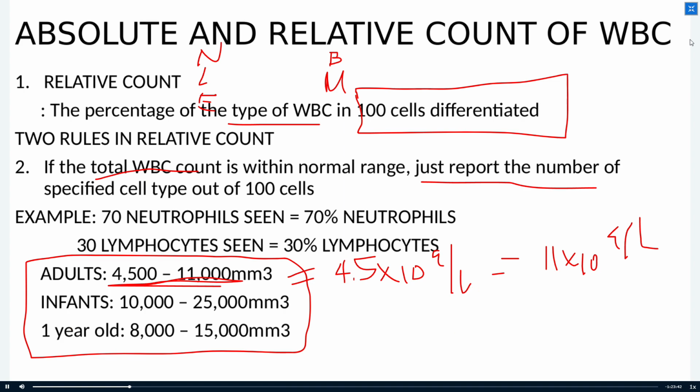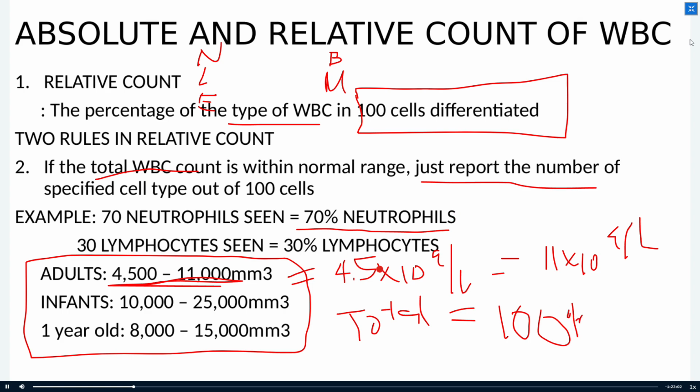An example for that class would be, let's say you perform differential count. You saw 70 neutrophils. You would report that as 70% neutrophils. Then, if you saw 30 lymphocytes, you would report that as 30% lymphocytes. And remember class, as a general rule, the total relative count should always be equal to 100%.